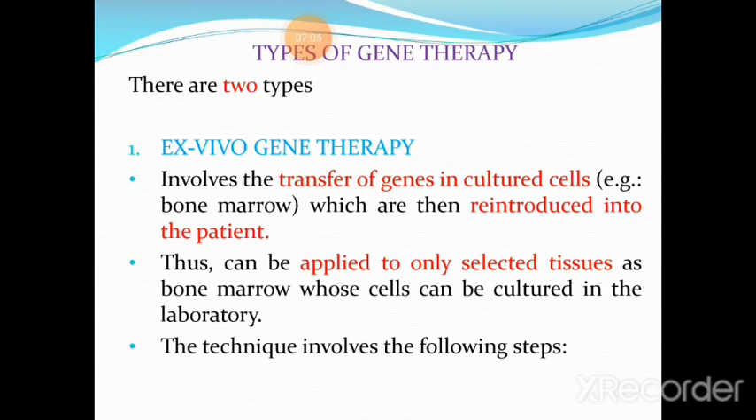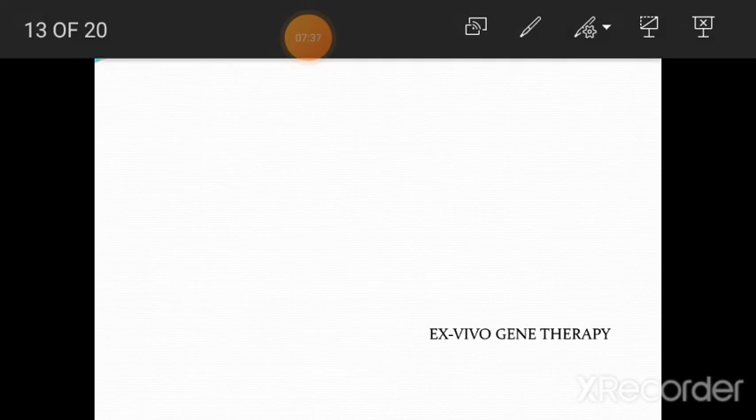This can be applied only to selected tissues like bone marrow cells, whose cells can be cultured in the laboratory. It's not possible to culture all cells in the laboratory. Conveniently, whichever cells you can culture in the lab, so ex vivo gene therapy can be done only to such selected tissues, not to the other tissues. So what are the steps involved in this?